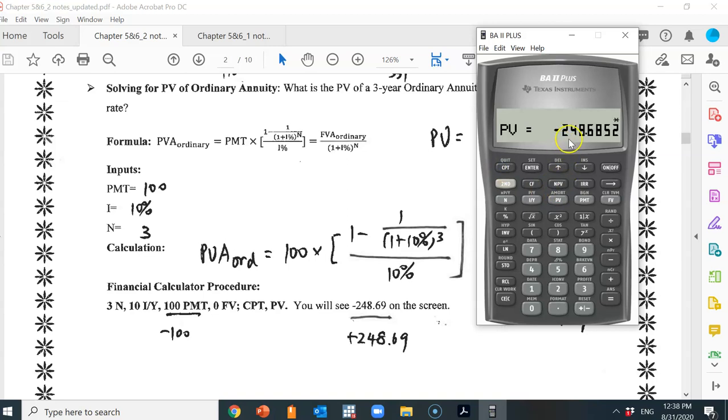We see negative 248.6852, which is around negative 248.69. This is the present value of this ordinary annuity. If you change 100 to negative as our payment and compute for PV, you will get a positive number instead. So here PV and payment have opposite signs. No free lunch rule.